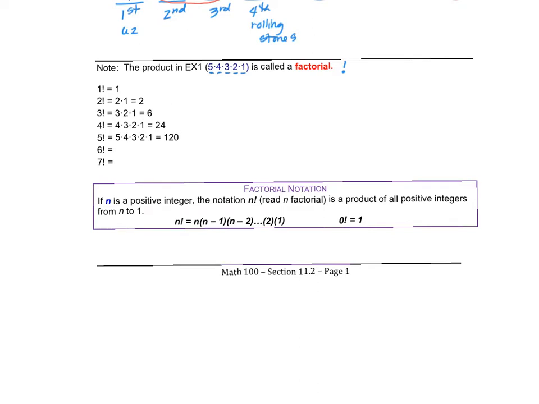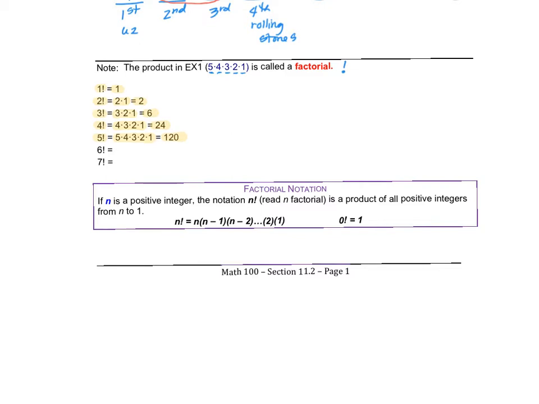Okay, so let's look at some examples of factorials. If you have 1 factorial, that's simply 1. 2 factorial, 2 times 1, which is 2. 3 factorial, 3 times 2 times 1, which is 6. 4 factorial, 4, 3, 2, 1, it's 24. 5 factorial is 5, 4, 3, 2, 1, which is 120.